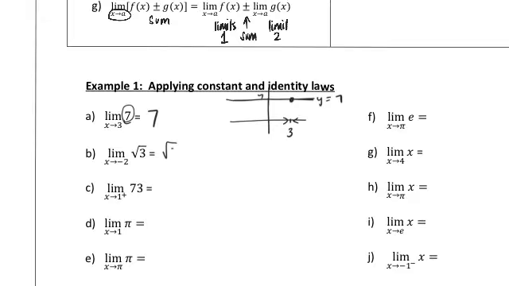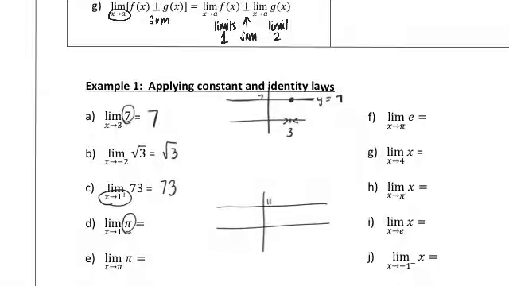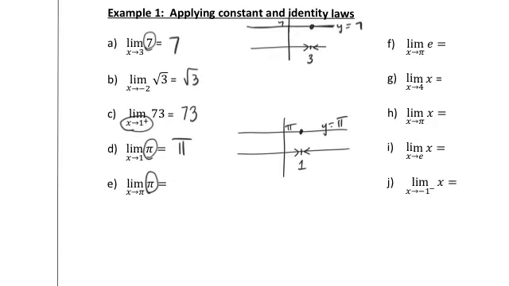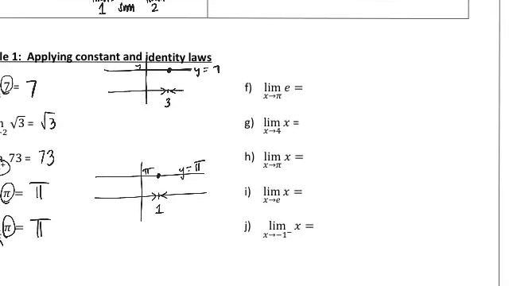Same thing here. This is another constant. Same thing here. These laws work for one-sided limits as well. So I'm applying the constant law for all of these. Now, pi is a constant. If you're thinking of that as a function, it's a line at y equals pi, right? So wherever your x might be, it doesn't matter. Your y is pegged at pi. Again, this is a constant. It doesn't matter where we're approaching. The answer is going to be pi. So all of these right here are the constant law.